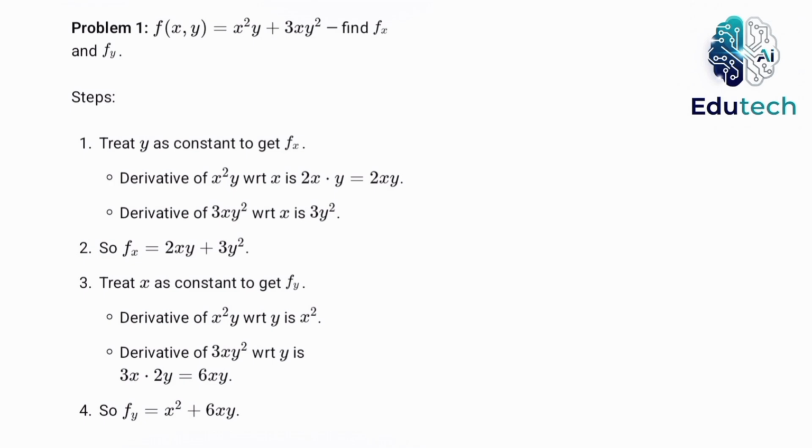Treat x as constant to get fy. The derivative of x²y with respect to y is x². The derivative of 3xy² with respect to y is 3x into 2y, 6xy. So fy is equal to x² plus 6xy. We can move on to the next question.